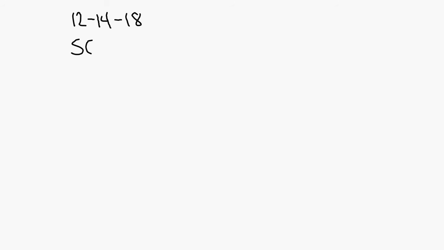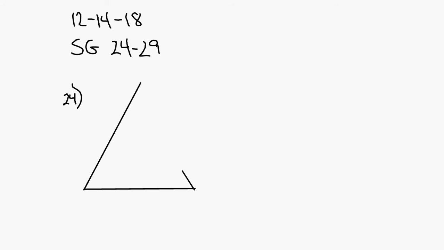Alright, study guide today, problems 24 through 29. Number 24. You got an isosceles triangle there, and then it's split in half. You are told that this base angle is 46 degrees, and you need to find x and y. And these two up top are equal to each other.